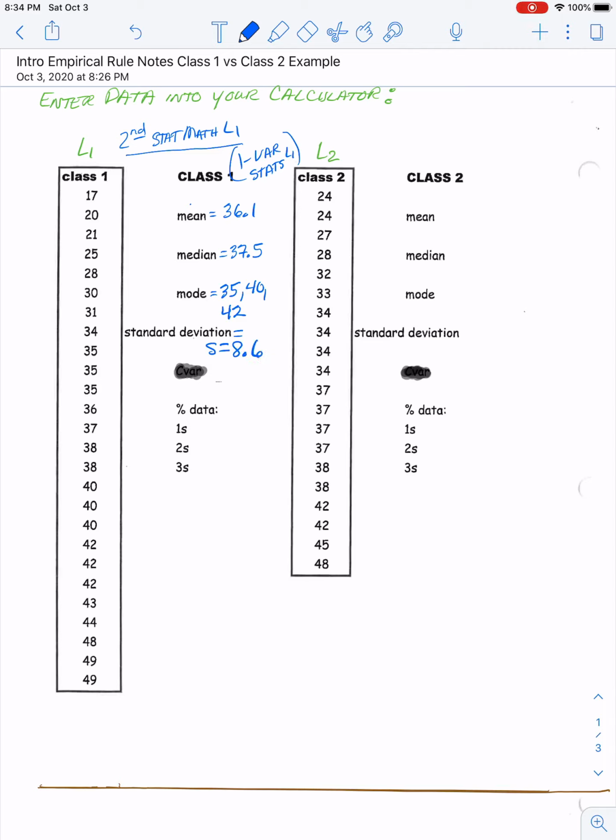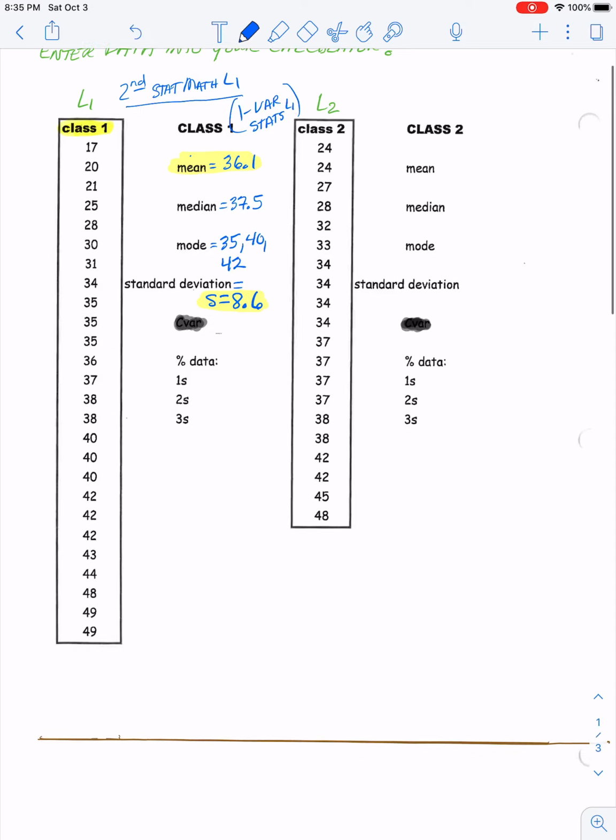Okay, so our task at hand is to now take the values for our mean, which is here at 36.1, and then use our standard deviation and create a number line based on those two values, mean and standard deviation, and then plot our data points for class 1 and get a look at what the dispersion of data is.